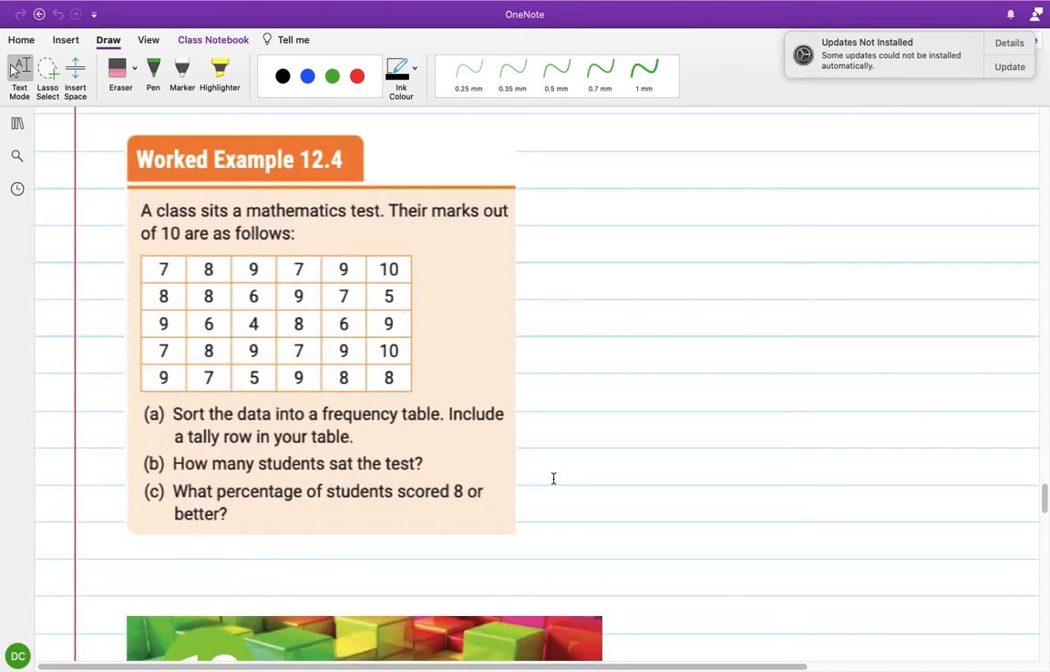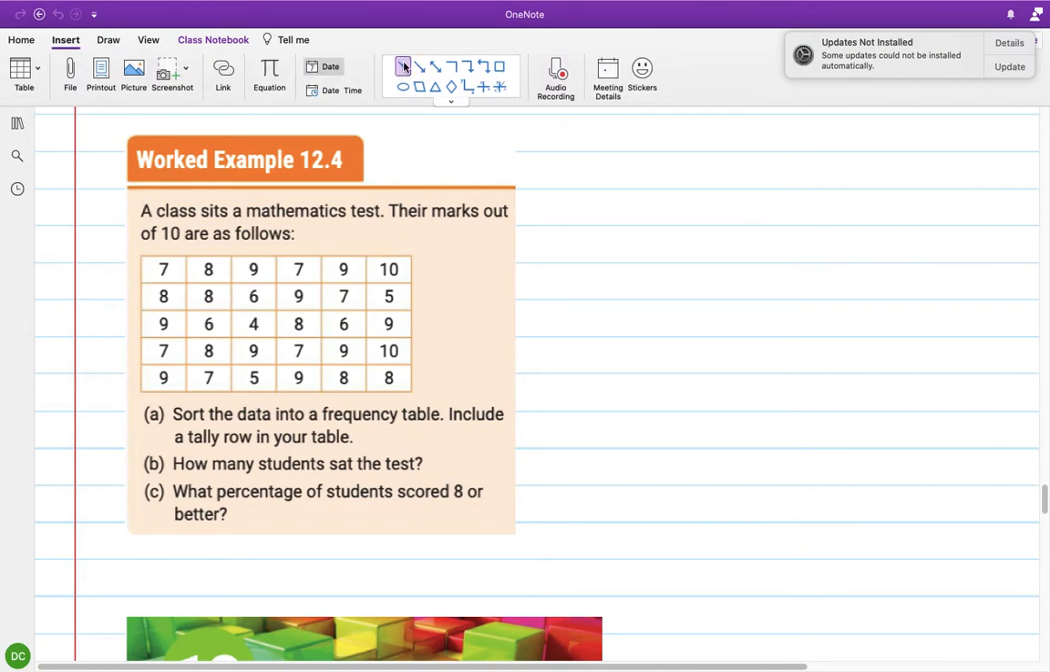So a class sits a maths test. Their marks out of 10 are as follows. Sort the data into a frequency table and include a tally row. Okay, so now, I should have put my table in before I came on, but I didn't, so let's just keep going.